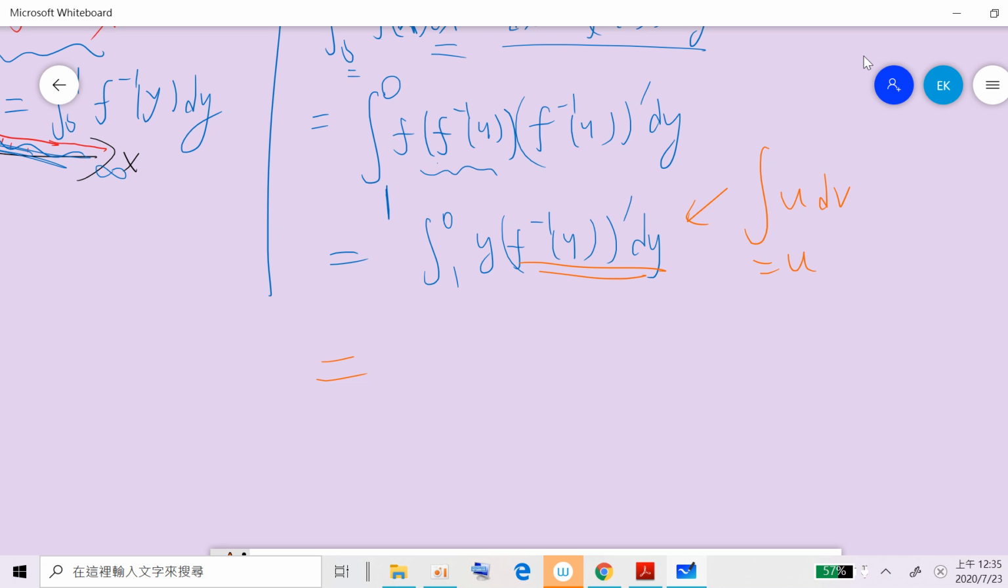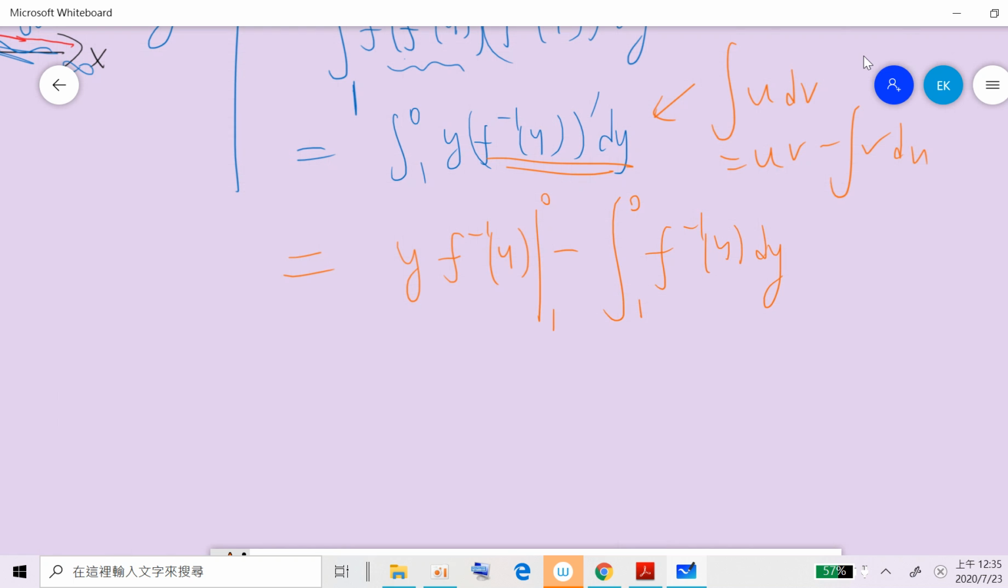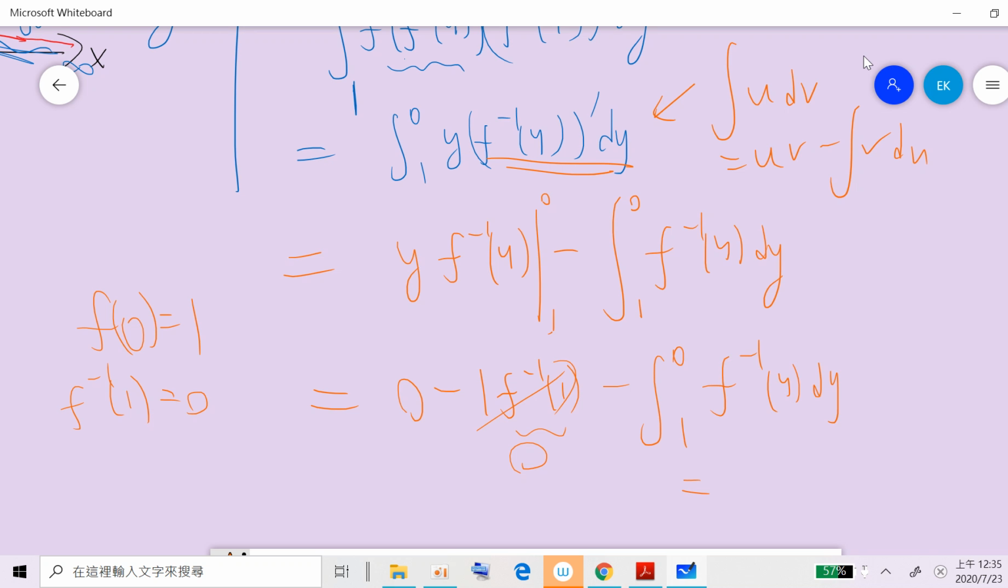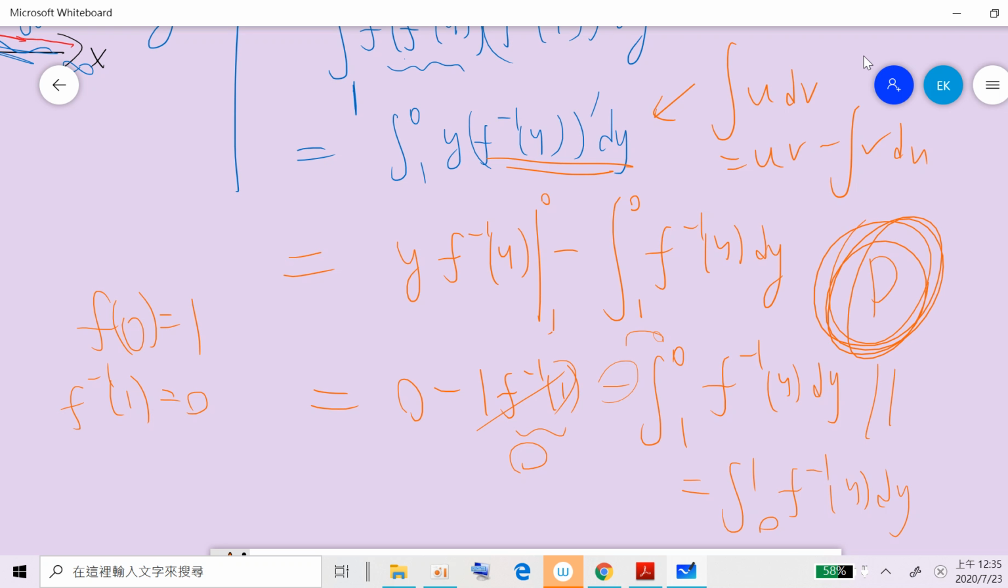U dv equals uv minus v du. So integration by parts. So this is y f inverse y minus the integral of f inverse y dy, from 0 to 1. So when y equals 0, this is 0. When y is 1, notice that f(0) is 1, so f inverse 1 is 0. So this is also 0. So this is the integral from 0 to 1 of f inverse y dy. And when you change the variable, the minus sign goes in and flips the integral, you get this one. So the answer is D.